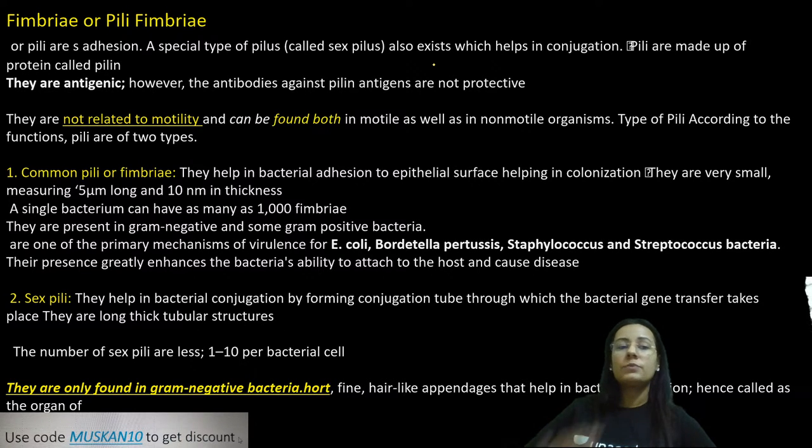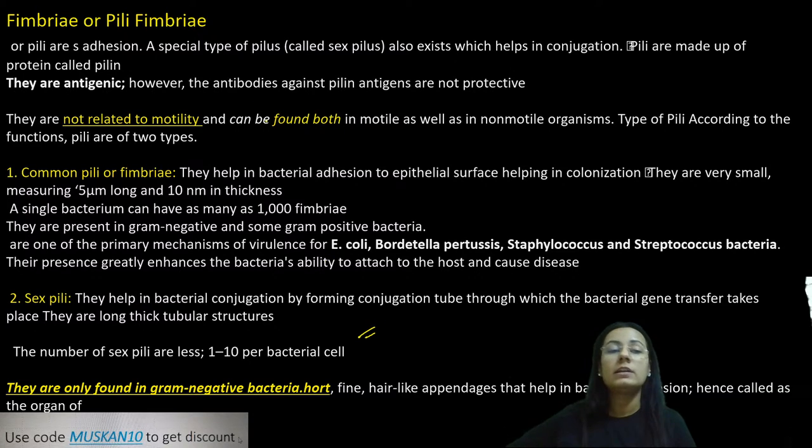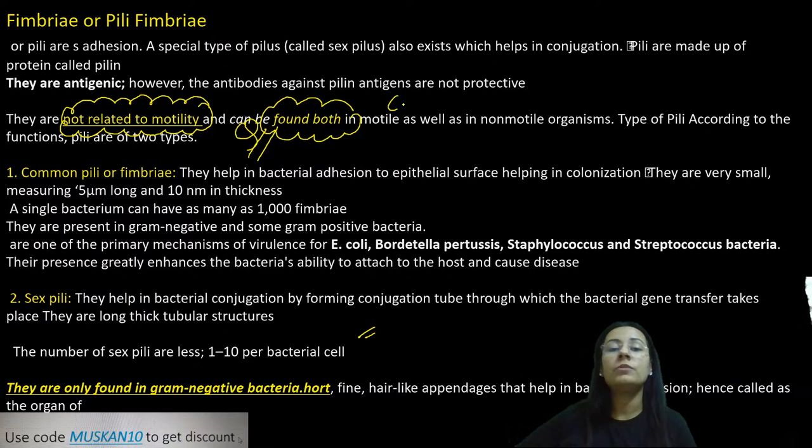Now important part, one is the common fimbriae and the sex pili. The common pili are more in number, they are small in size and they are mainly for adhesion, while the sex pili are used for the conjugation tube formation to transfer the plasmid from one F positive cell to another F negative cell. Now they are not related to motility like flagella, please remember this, and they are found in both the motile as well as non-motile organisms.